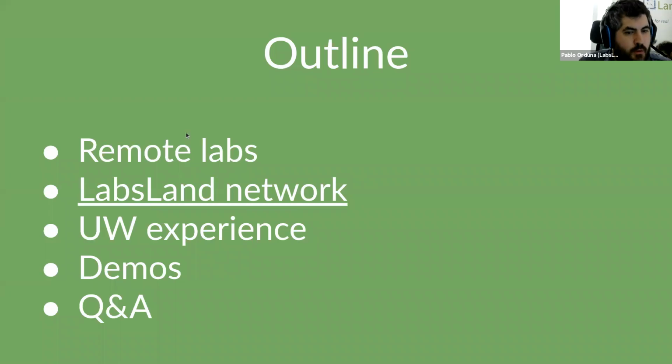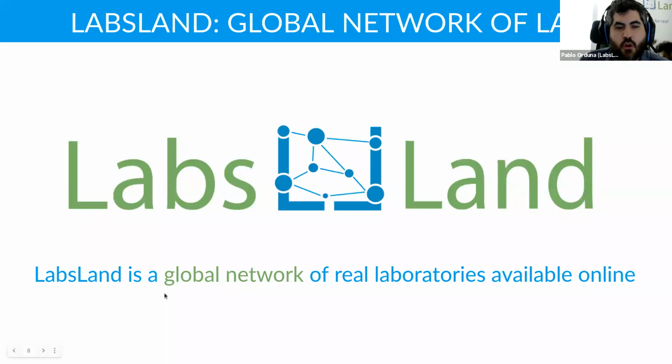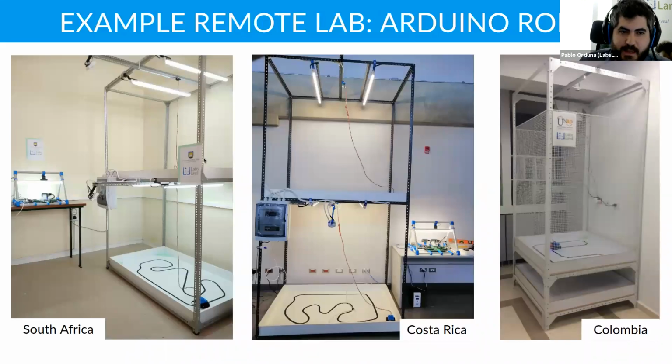Now, those are remote laboratories. Now we're going to explain a little bit about the LabsLand network. That robot that you saw is in the LabsLand offices in Spain, but LabsLand is a global network of real laboratories available online. For example, that same robot is located in many different locations. We have it in Costa Rica, in South Africa, and in Colombia. It's going to be at the University of Washington next month. So we have a pool of different copies of the same laboratory in multiple locations.